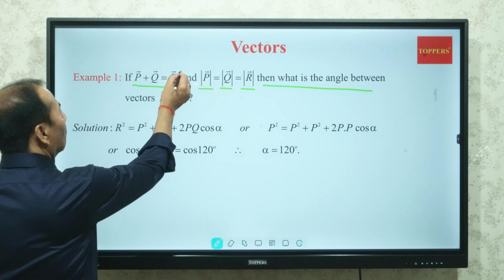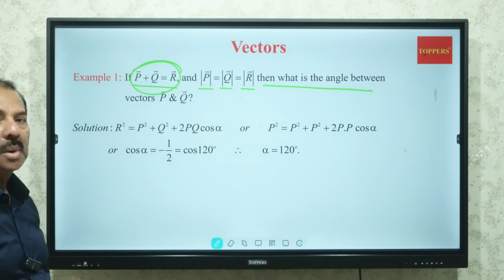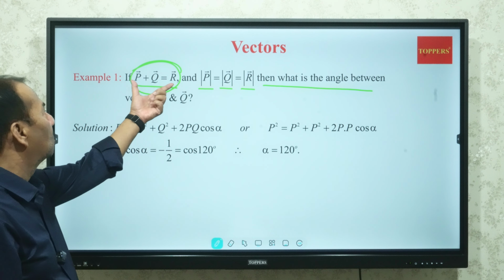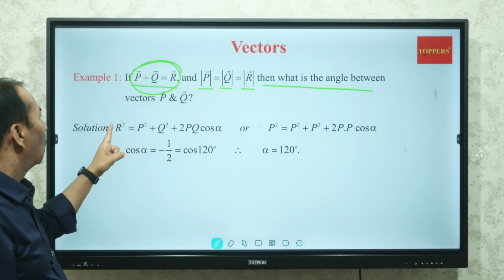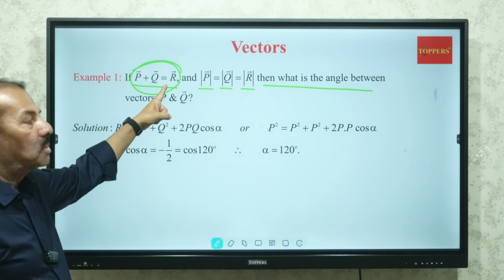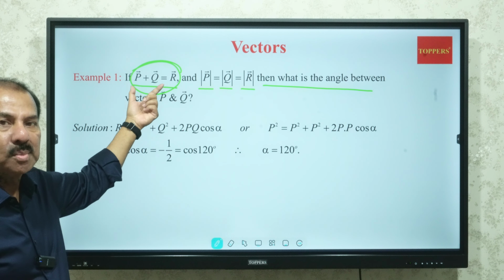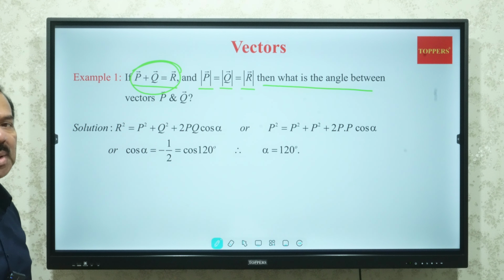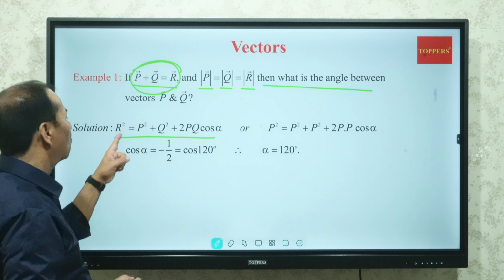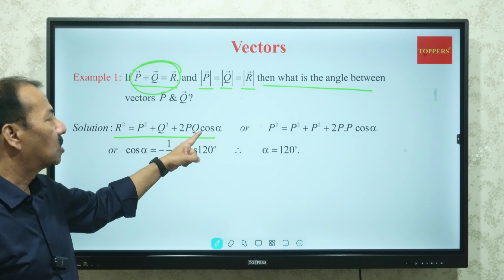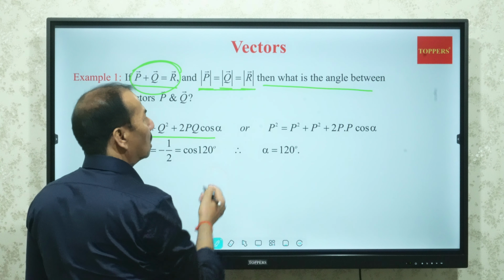So from this vector addition, let us say the angle between p and q is alpha. From this equation, p plus q is equal to r, which means r is the resultant of the vectors p and q, and the angle between the vectors p and q we have assumed to be alpha. So considering this, we can write r square is equal to p square plus q square plus twice of pq cos alpha. Here the magnitudes of all these three vectors are the same.